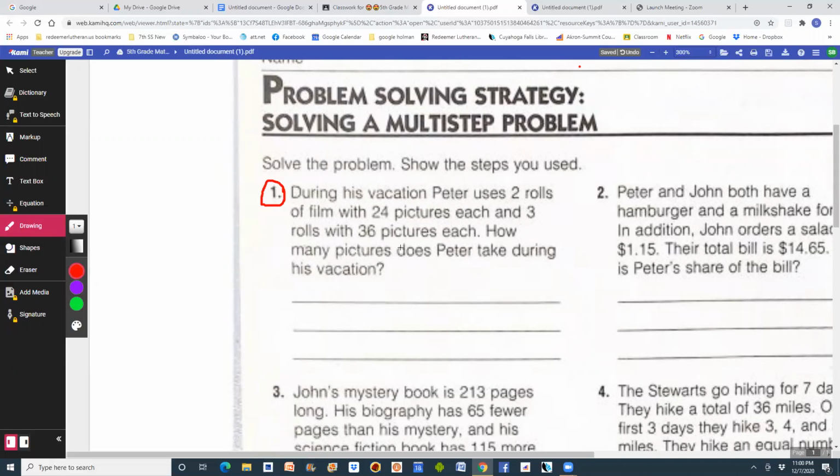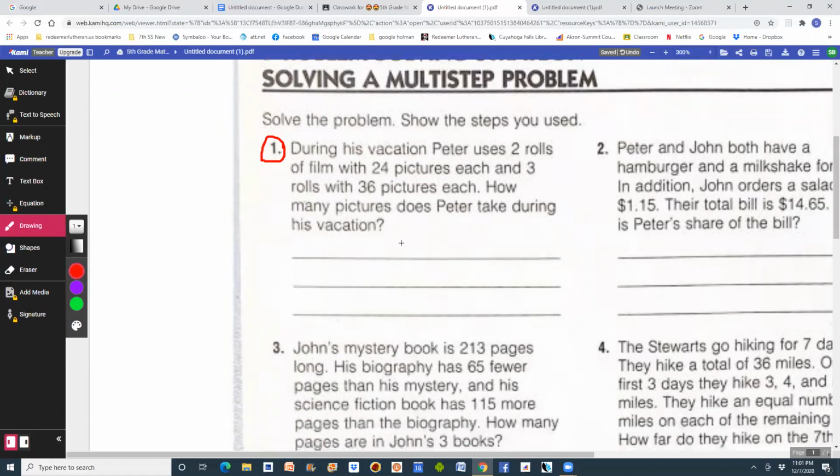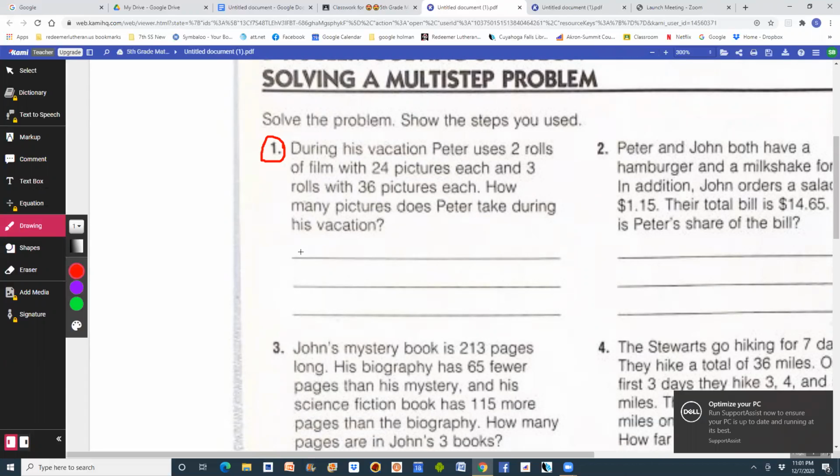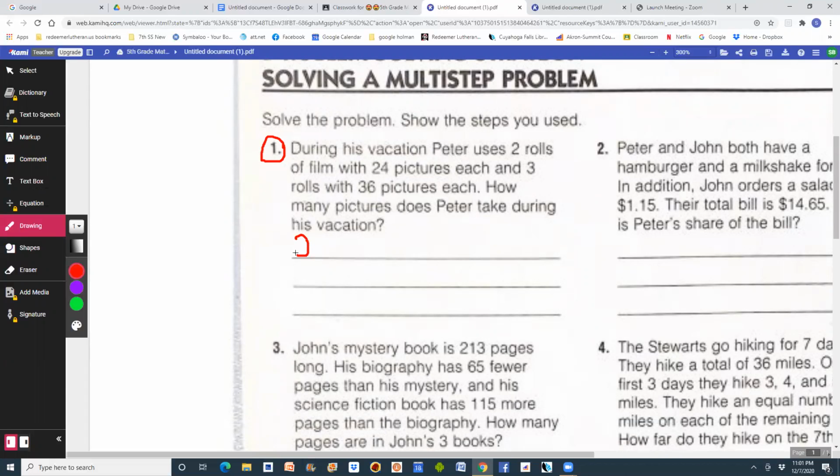Now, we don't use rolls of film anymore, but we used to do that, and you'd have to buy them. And sometimes they'd have 24 pictures, and sometimes they'd have 36. So if you have 2 rolls of film that each have 24 pictures on them, then that would be 2 times 24 equals 48 pictures from those 2 rolls of film. And then you have 3 rolls of film with 36 pictures each. So that would be 3 times 36.